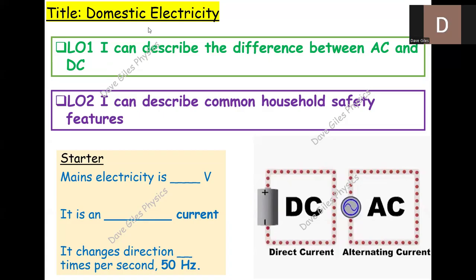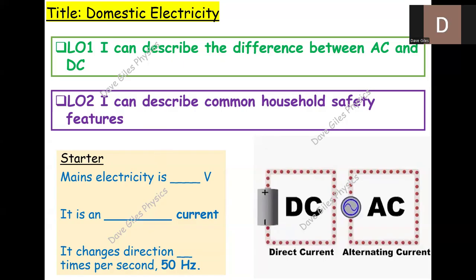Today we're looking at domestic electricity, and domestic just basically means household. So it's how electricity works in the house. As part of that, I want you to describe the difference between AC and DC and describe common household safety features. So this here is AC and DC, which you can see.